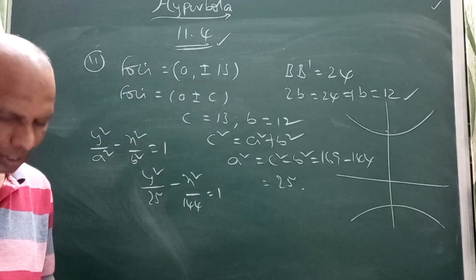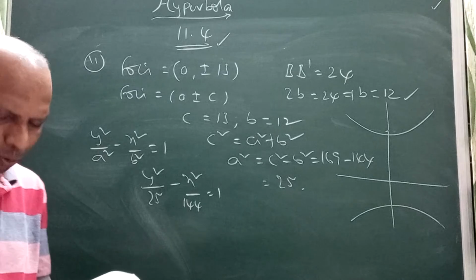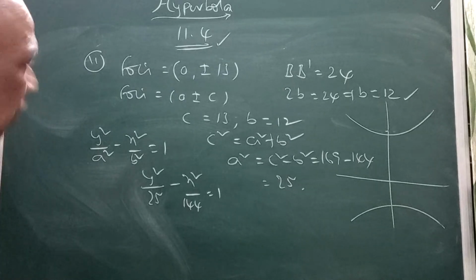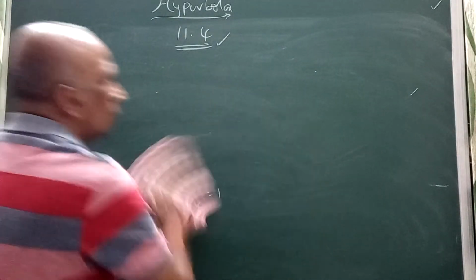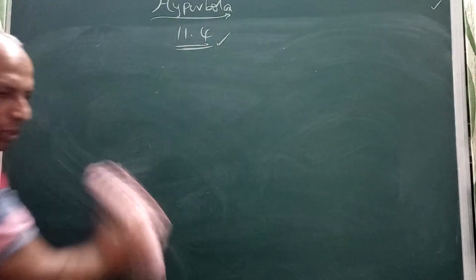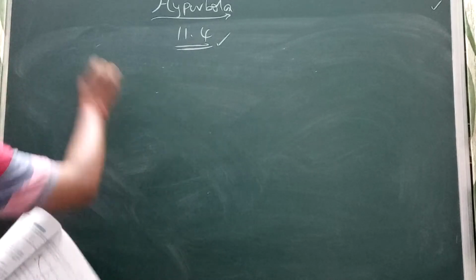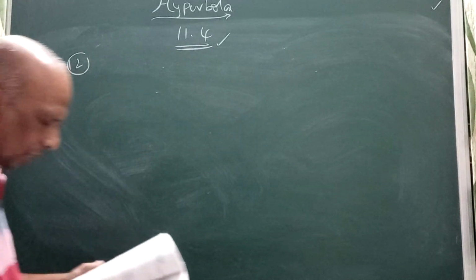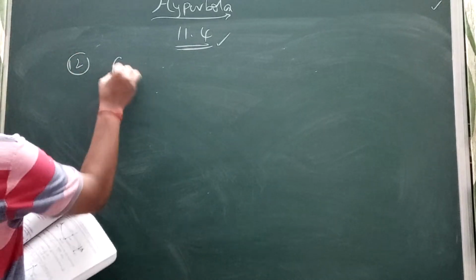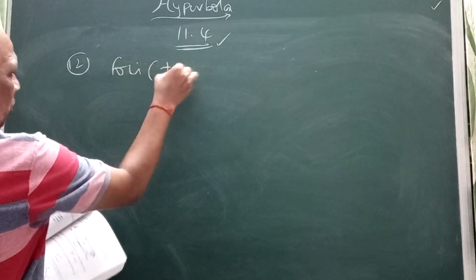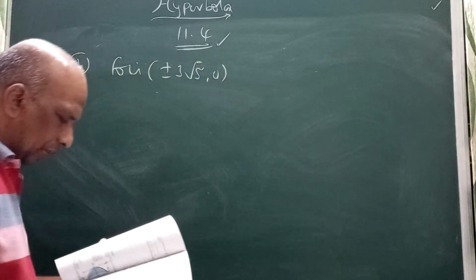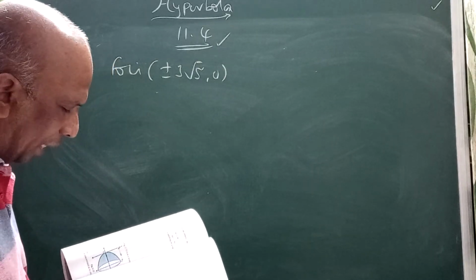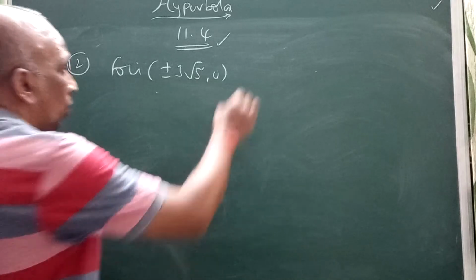Correct. Now see the 12th one. Foci plus or minus 3 root 5 comma 0. Look into the 12th problem. Again the 12th one: foci plus or minus 3 root 5 comma 0. The latus rectum is of length 8.